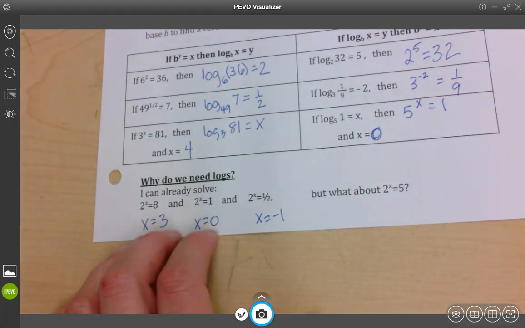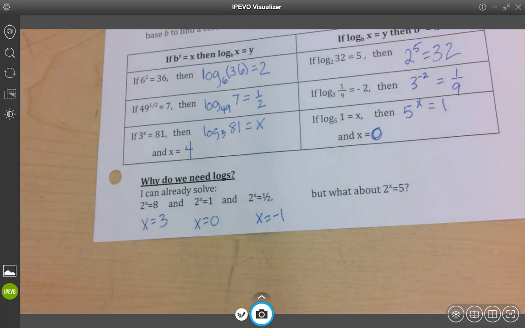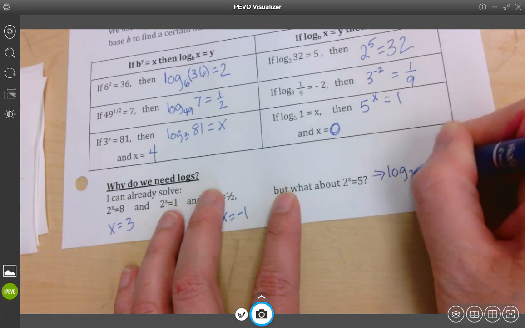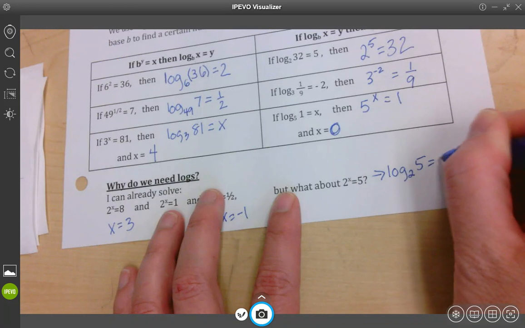But what about 2 to the x equals 5? It seems like maybe it would not even work, right? 2 to the x equals 5. Think about that for just a moment. Even though we can kind of guess and check our way to a pretty close answer, open up Desmos and I'm going to show you how to do log base 2 of 5. So I'm going to rewrite this first. Log base 2 of 5 equals x.